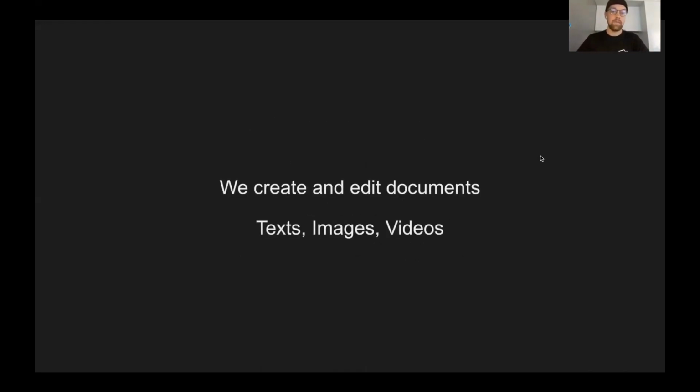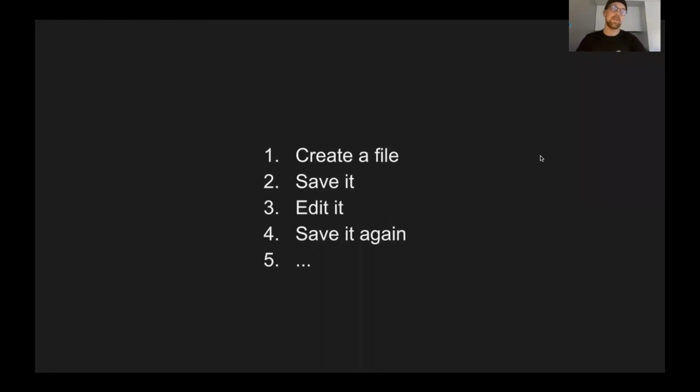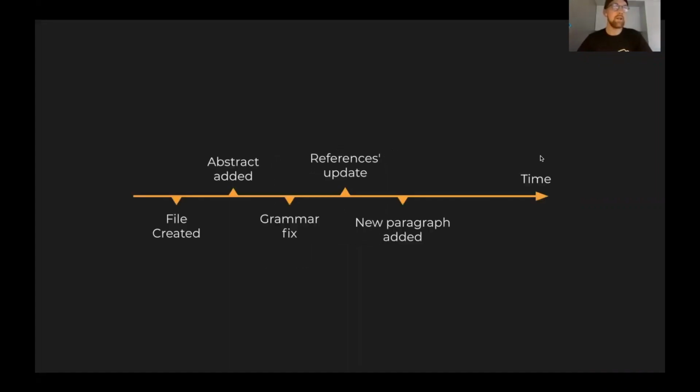To start off, we all create documents and we all edit documents. It doesn't matter if it is text, images, or videos. We all have different versions and types of those. And usually the process is the same, right? You create a file, then you save it, you make some changes to the file, you save it again, and then the process happens in a loop. And you can actually put it on a timeline.